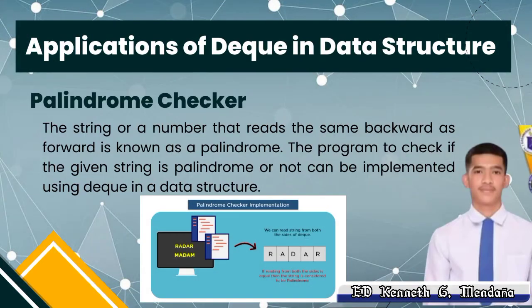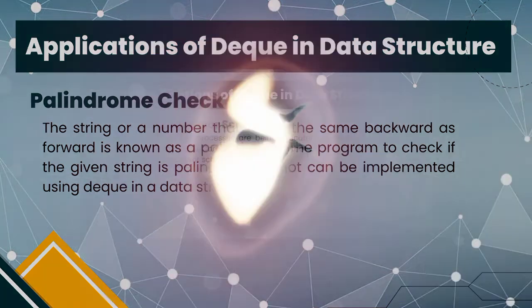Palindrome checker. A string or a number that reads the same backward as forward is known as a palindrome. The program to check if the given string is a palindrome or not can be implemented using Deque in the data structure. If the string reads the same from both the Deque ends, it will be considered a palindrome. The image given below shows the structure of a palindrome checker implementation using a double-ended queue.